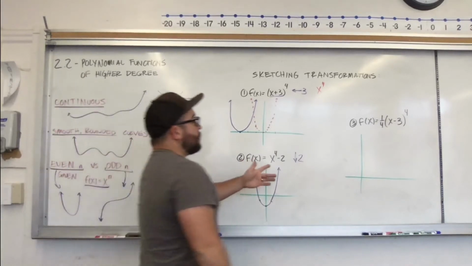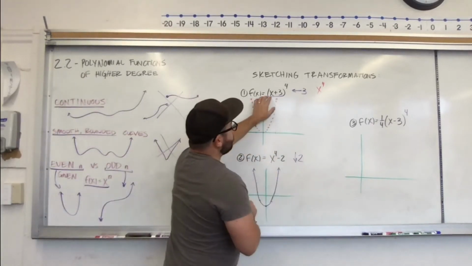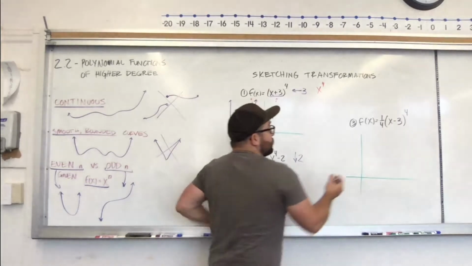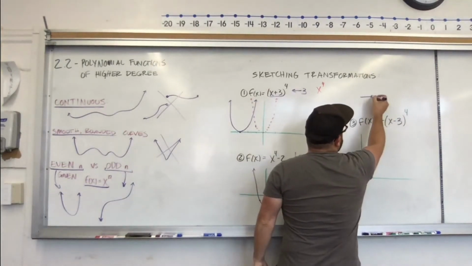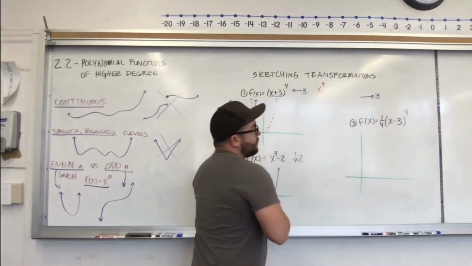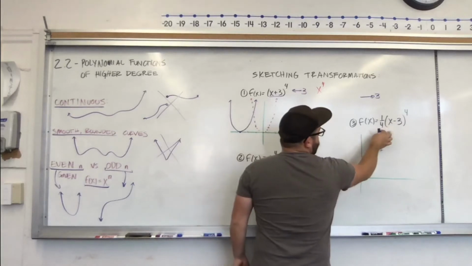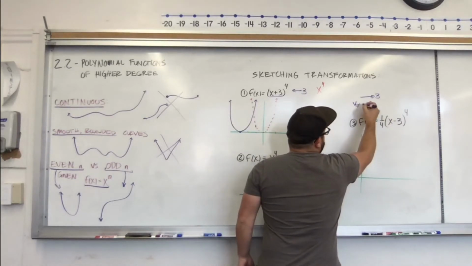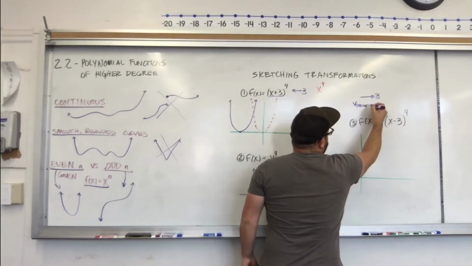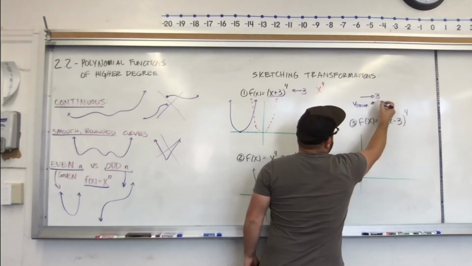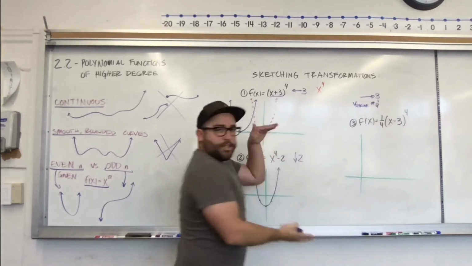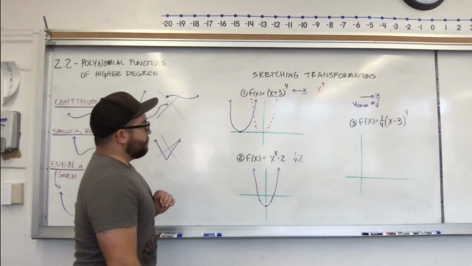And for number 3, 2 things going on, right? We have a change happening inside the function, but now it's -3, so we're going to go to the right by 3. And we got this 1/4 outside, and that was if we had a vertical shrink or stretch. That's going to be a shrink for us because it's a fraction in the front.